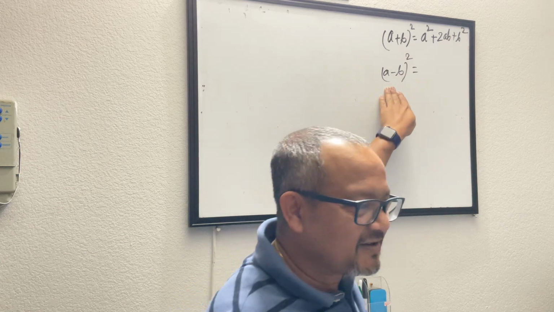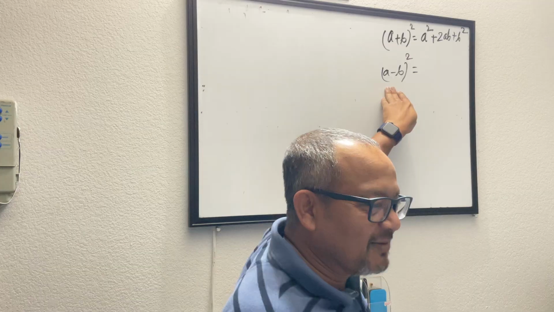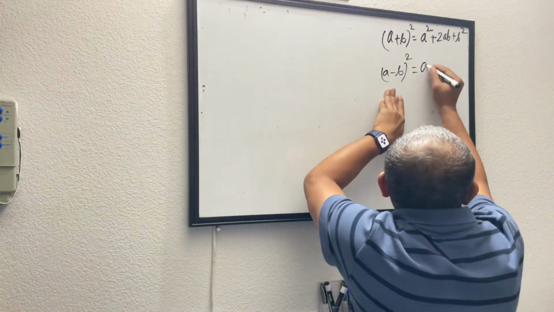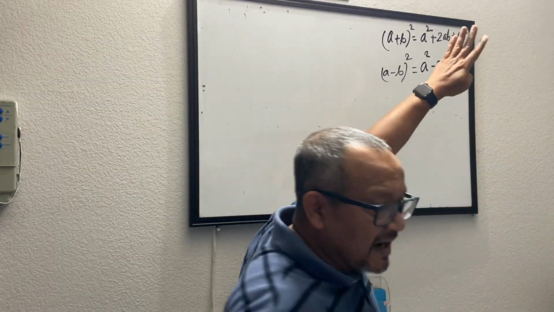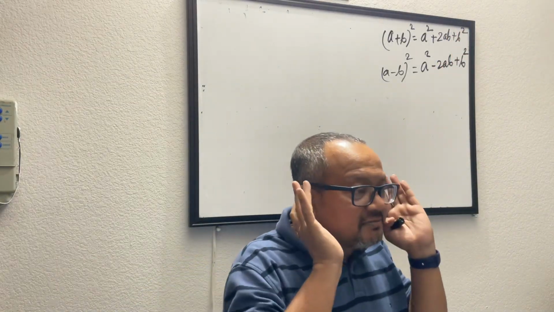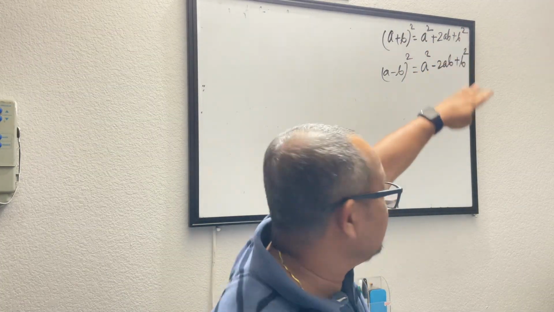Don't be shy. Tell me. A squared minus 2AB plus B squared. Yep. So this is what I was saying. Again, I'm just helping you make your mind around these things, because you will use these formulas very often. I'll show you when we start doing it.